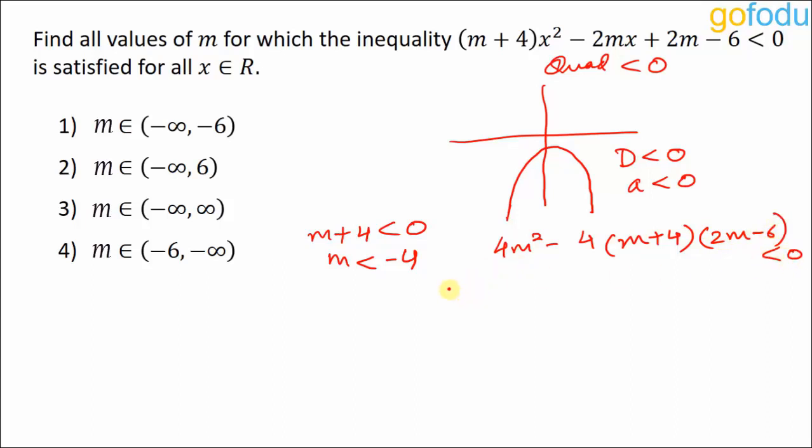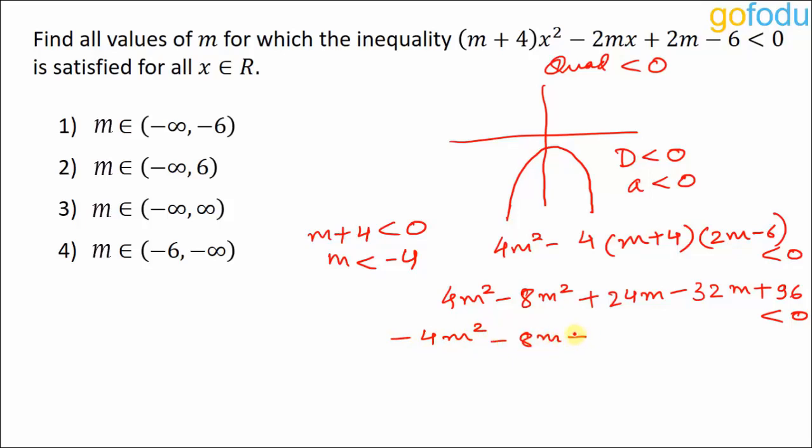4m square minus, open these brackets, 4m into 2m, this is 8m square minus 4m into minus 6, so this is plus 24m minus 4 4s are 16 into 2 minus 32m minus 4 4s are 16 into minus 6, this is plus 96 is less than 0. This is minus 4m square minus 8m plus 96 is less than 0. If I divide left hand side as well as right hand side of this inequality by minus 4, this is the final equation we will get.